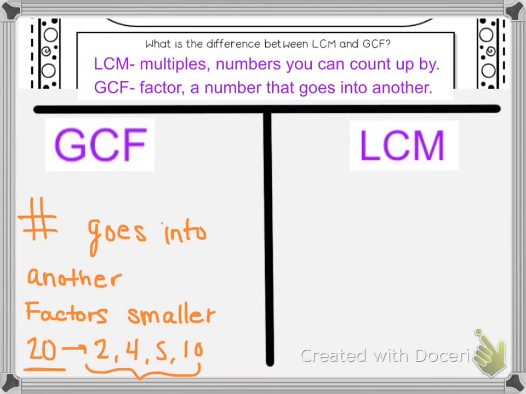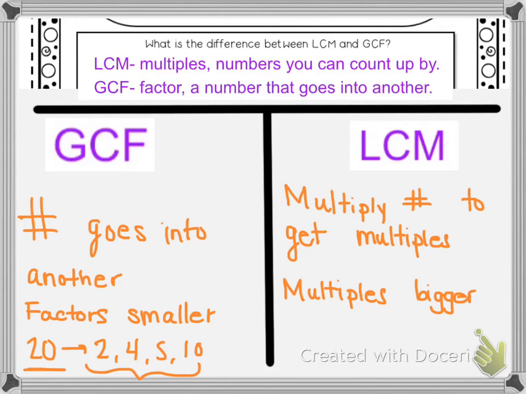LCM, on the other hand, multiples means you're going to multiply the number by another number to get the multiples, and multiples are going to be bigger. Let's look at multiples of 3. Multiples of 3 would be 6, 9, 12, and 15. So multiples are bigger than our starting number, and our starting number goes into our multiples. So 3 times 2 is 6, 3 times 3 is 9, 3 times 4 is 12.